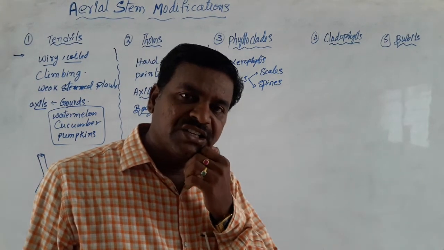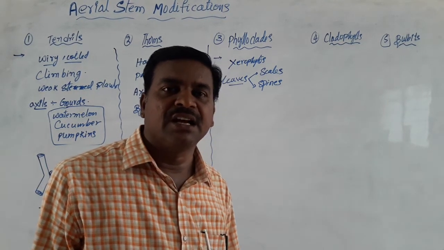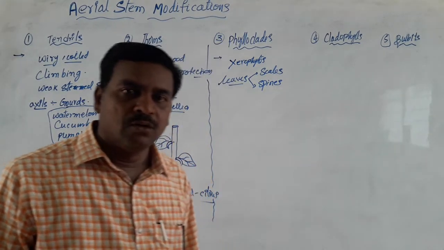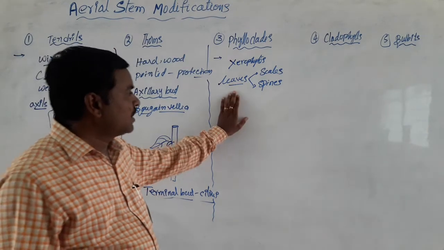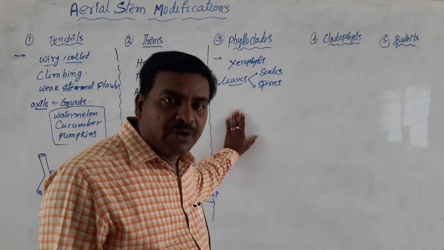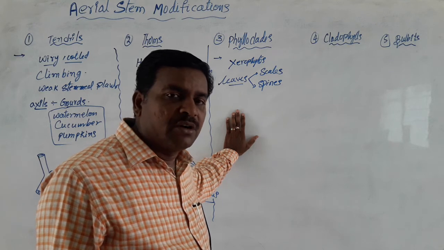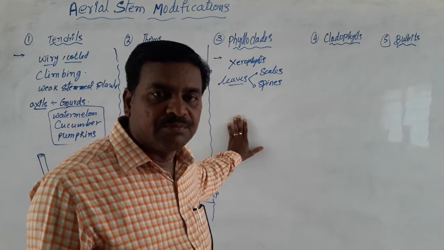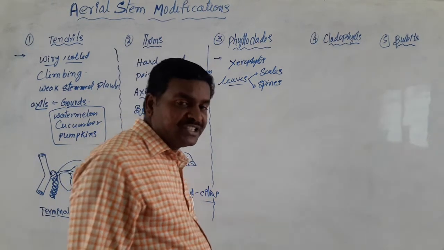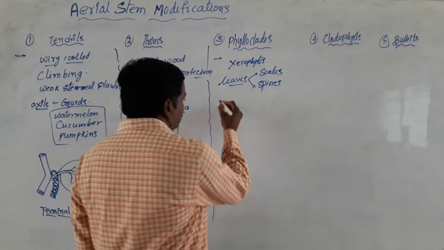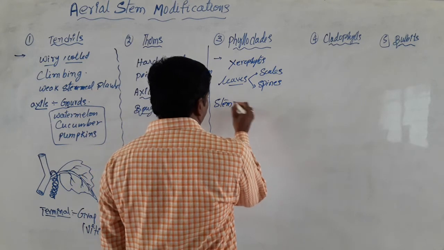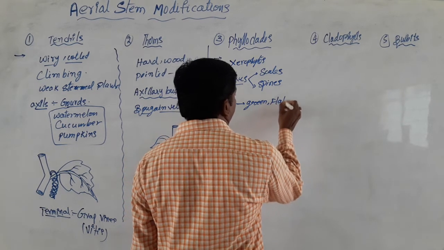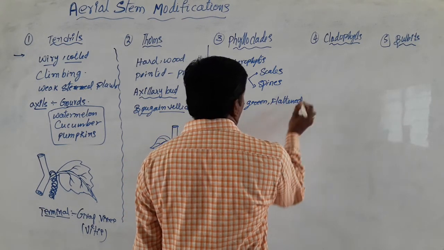Generally, xerophytes are present in very dry climatic conditions where water is not available sufficiently. So, to conserve water from transpiration, leaves are modified into scales or spines to control the loss of water. At the same time, what about photosynthesis? Now, the stem becomes green and flattened.